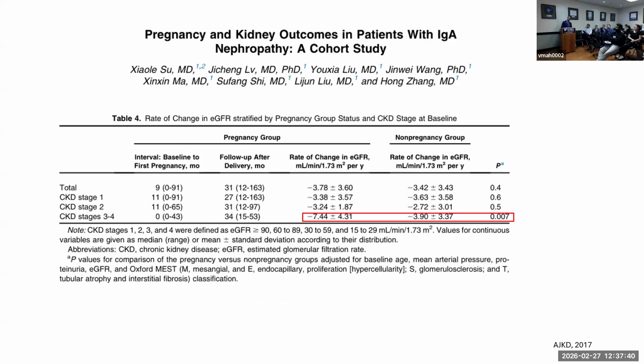However, that being said, this was a paper in which they had more patients in CKD stages 3 and 4. And they did find that if you had advanced chronic kidney disease, you were at risk of having progression. And that's also what informs our general thought process, which is that if you have advanced stages of CKD at conception, you're at higher risk for loss of kidney function.